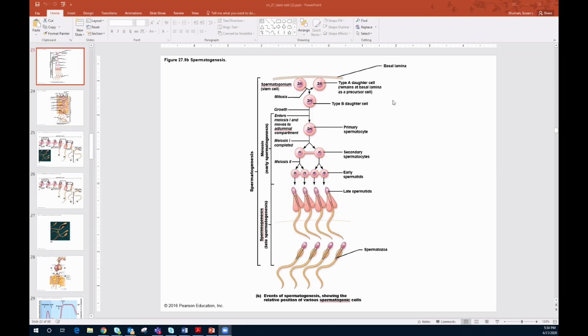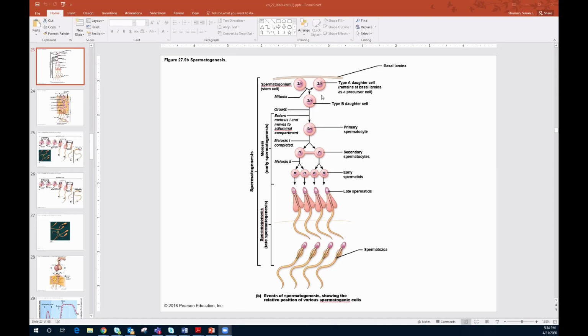Okay. So the different terms. Spermatogenesis is making the sperm. Then we've got spermiogenesis, which is the changing from being a spermatid into the shape of a spermatozoan. And spermiation is when these guys drop off into the lumen.